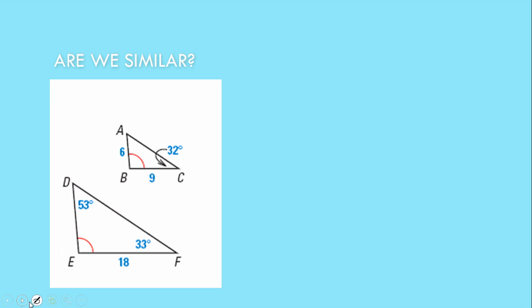Now if we look at a third example, when we go to figure out if these two triangles are similar, we need to be checking those angles, and I noticed right away that this 32-degree angle and this 33-degree angle are not going to be congruent. So we would say no, these triangles are not similar.